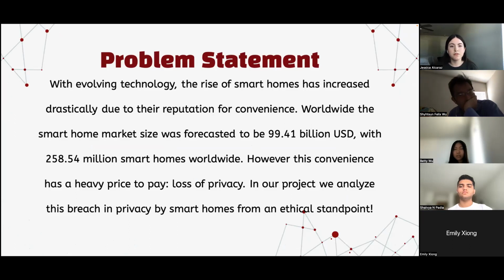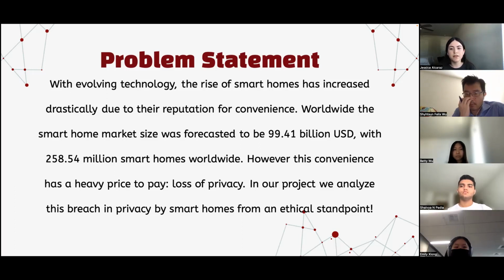And so with our problem statement, with evolving technologies, such as I mentioned earlier with the timeline, the rise of smart homes has increased drastically due to their reputation for convenience. Worldwide, the smart home market size is forecasted to be 99.41 billion US dollars, with 258 million smart homes worldwide. Even though they may be convenient for many people, it does come with a heavy price to pay, and one that we mentioned is loss of privacy. In our project, we analyzed this breach in privacy by smart homes from different ethical standpoints.